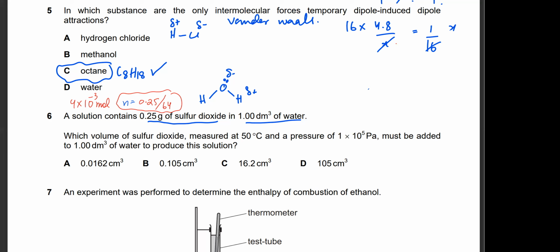So PV = nRT. You have the pressure, which is in Pascals, 1 times 10 to the power 5. You want to find the volume. You have the moles, which is 4 times 10 to the power minus 3 moles, and R is 8.31. You also have the temperature, which is 50 centigrade, but it should be in Kelvin. In Kelvin, it's 323. Let's go back and solve. Get this on this side, divide by 1 times 10 to the power 5. So what do you get quickly? It's not plus, I made a mistake, it's multiplication. So what are we getting?